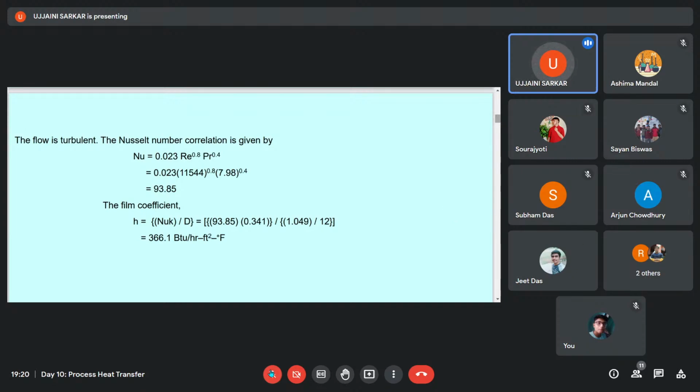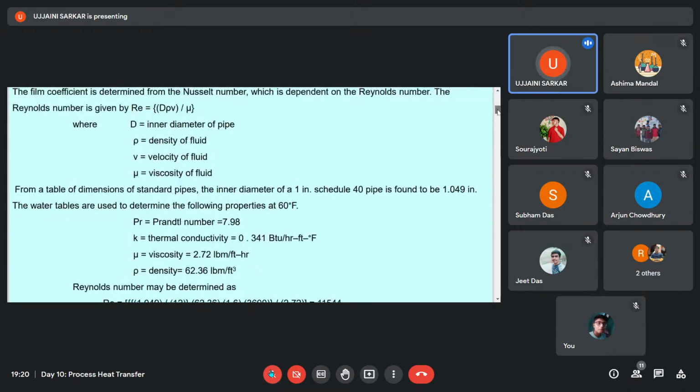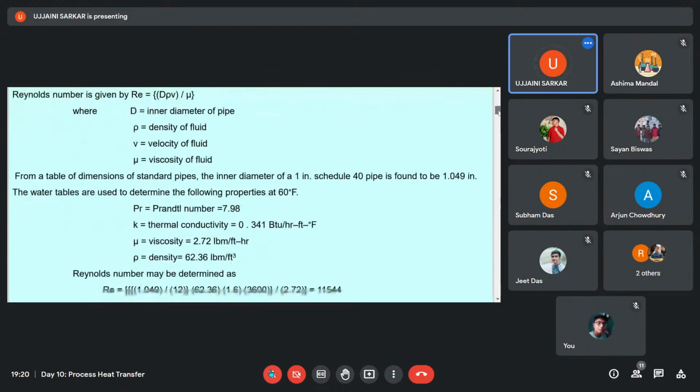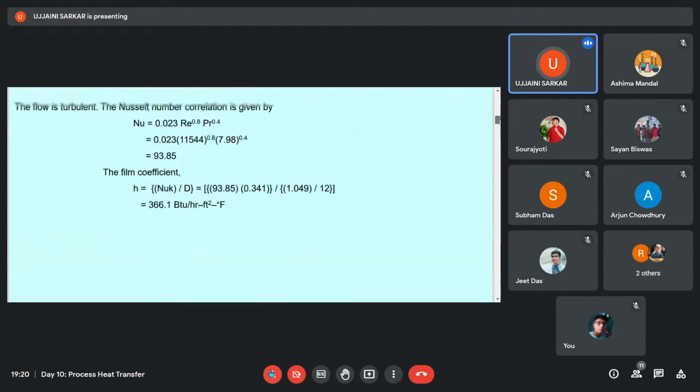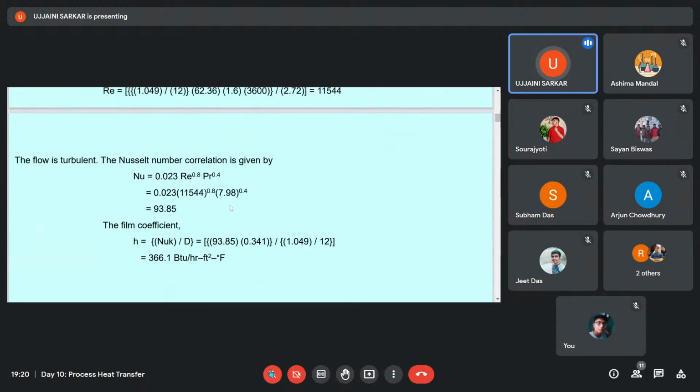Nusselt number is dimensionless, and k by d, if you take d in feet and the value of k is in BTU per hour feet degree Fahrenheit, so h will also be per hour. K's unit is BTU per hour feet degree Fahrenheit, and the unit of h, the convective heat transfer coefficient, is BTU per hour feet square degree Fahrenheit.